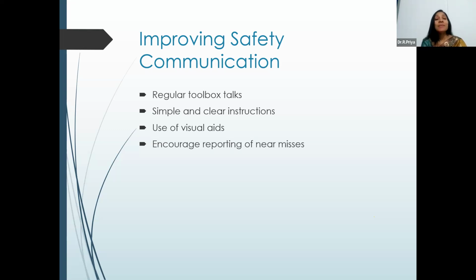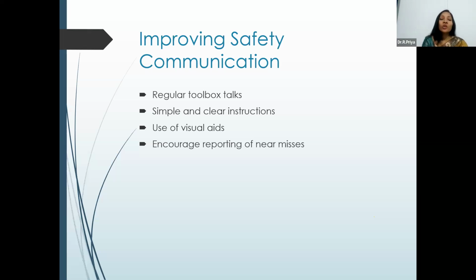Then simple and clear instructions. The safety instructions should be simple, direct, and free from technical jargon where possible. Because clear communication ensures that workers easily understand what to do and what not to do. Then example, instead of giving complex written instructions, the engineers use step-by-step verbal guidelines while demonstrating safe machine operations.